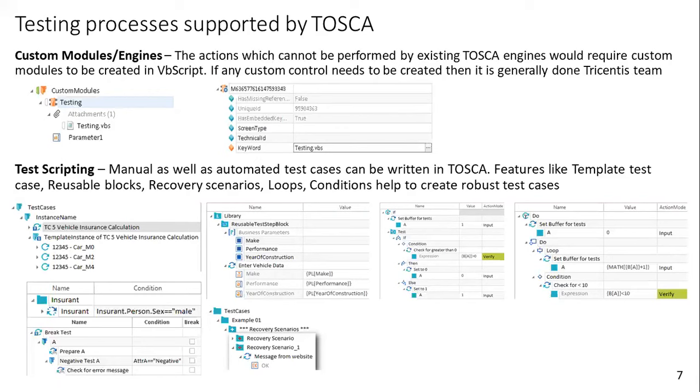Now, test scripting. This is where you have lots of concepts given by TOSCA to make your test case very robust. And that is what I was telling you, Siddharth, that TOSCA is much way beyond identifying the test object. Once you have identified the test object, you will be converting it into the test case. But in the test case, you need to know what are the features by which you can optimize your test case. Whether your test case is allowed to have an if condition or not. Yes, you have if condition.